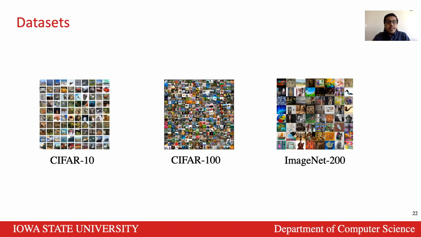The third one is ImageNet-200, also known as ImageNet-Tiny. The dataset is very popular and widely used for research purposes. This dataset comprises 200 types of images.